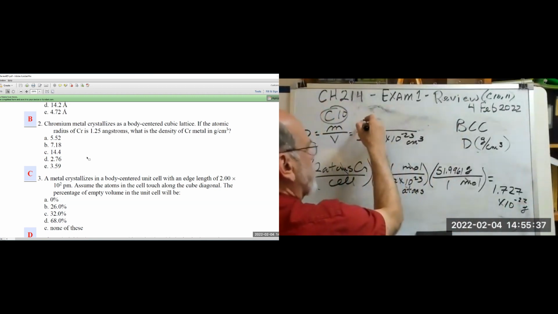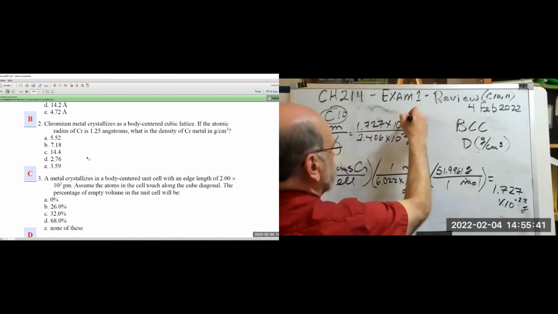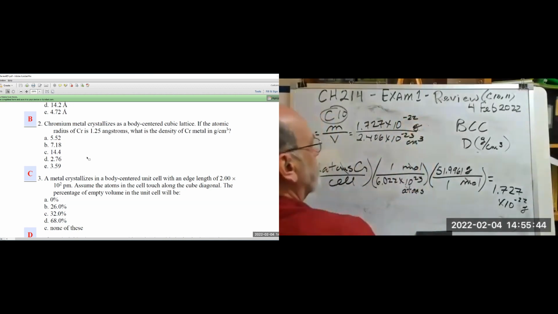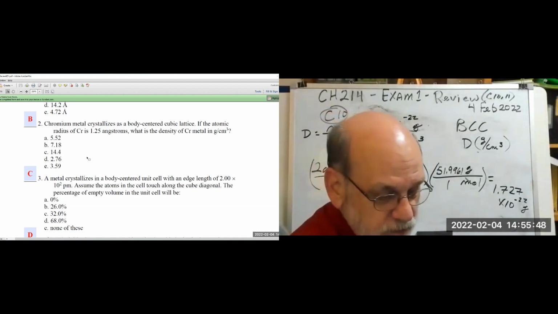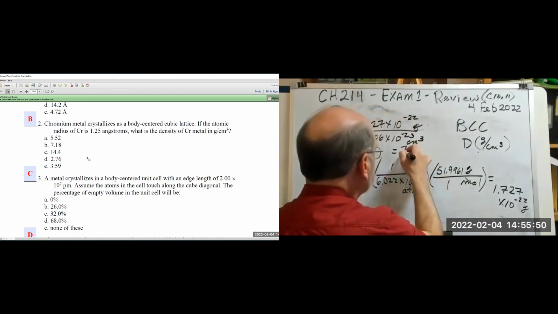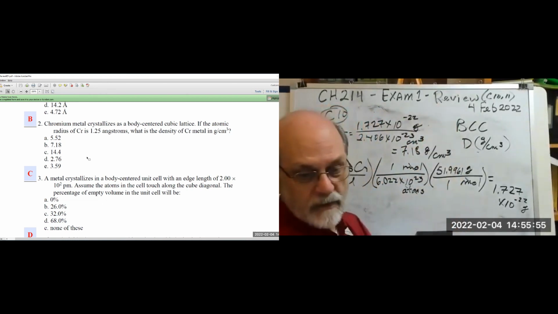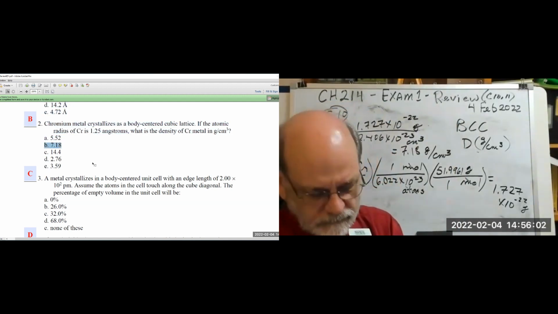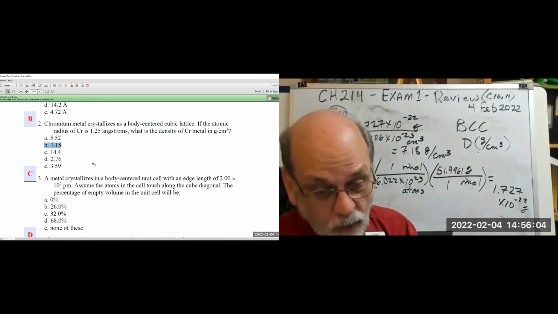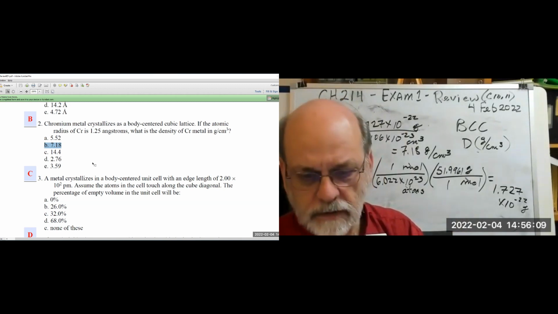Okay, so we put that up here. 1.727 times 10 to the minus 22 grams. And all you have to do is now calculate that value, which is 7.18 grams per cubic centimeter. And there it is. Right there. Okay. That was a lot of work, I know. But we did get the answer.